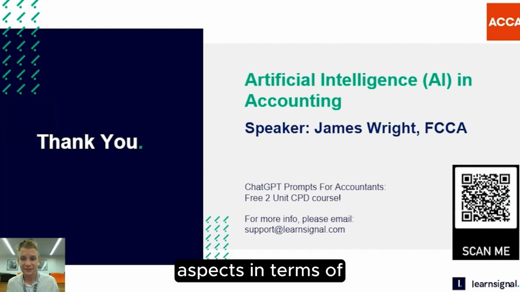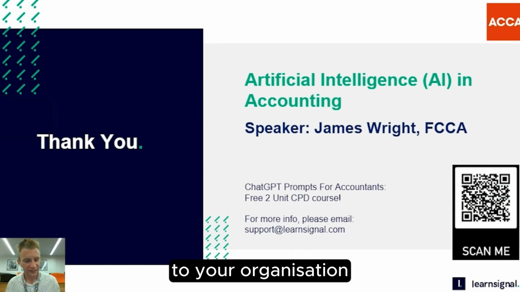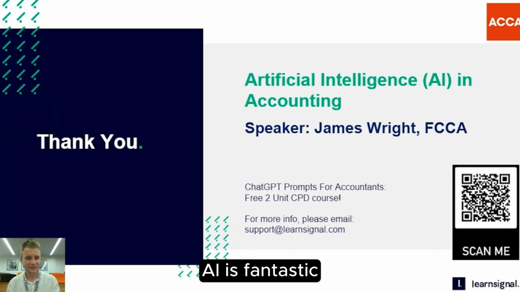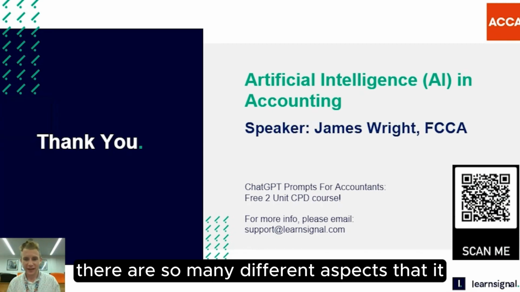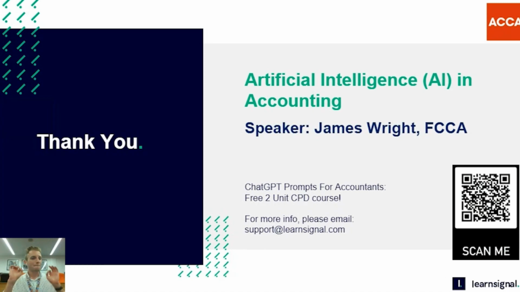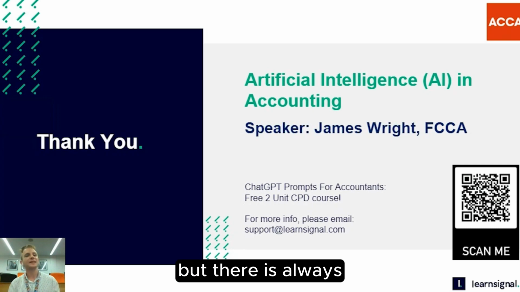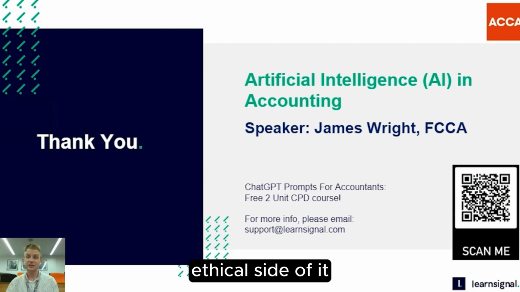Other aspects in terms of how to not be replaced is to think about how you add value to your organization. And granted, AI is fantastic. It can automate things. It can reduce down the cost. There are so many different aspects that it can benefit yourself as an individual or an organization. But there is always the human factor that can't be replaced. That is where you need the human factor to deal with the ethical side of it, to analyze and interpret what the AI has produced.